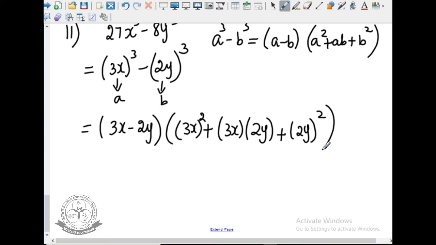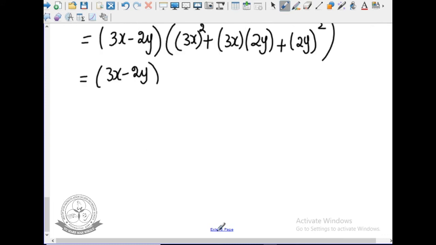Okay, so this is equal to 3x minus 2y, 3x whole square, that is 3 3s are 9, so 9x square, then plus 3x into 2y, 3 2s are 6, 6xy, then plus 2y whole square. 2y whole square is 4y square. Okay, this is your answer.